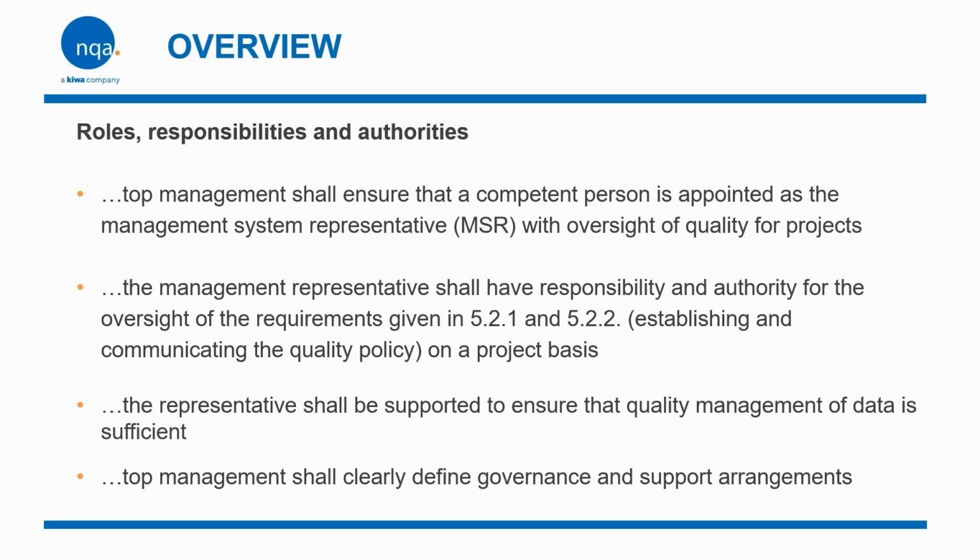Top management shall ensure that a competent person is appointed as the management system representative with oversight on quality projects. The management representative shall have the responsibility and authority for oversight of the requirements given in 5.21 and 5.22, establishing and communicating the quality policy on a project basis. The representative shall be supported to ensure the quality management of data is efficient, and top management shall clearly define governance and supporting arrangements. Top management must define who is the management system representative, who they report to, clarify their authority over the project and supply chain, and provide support systems and resources.